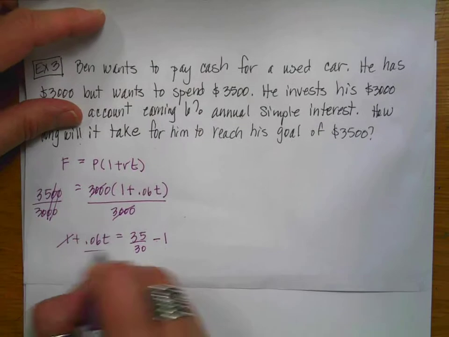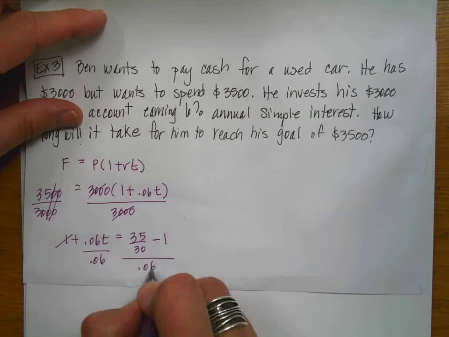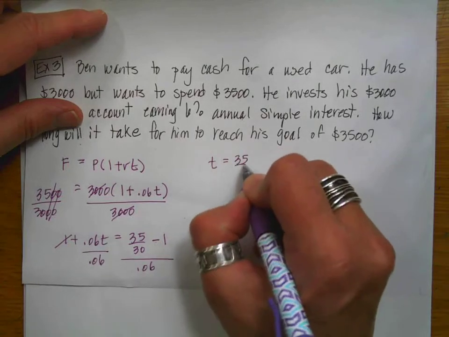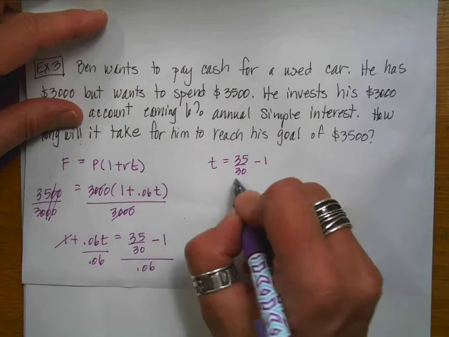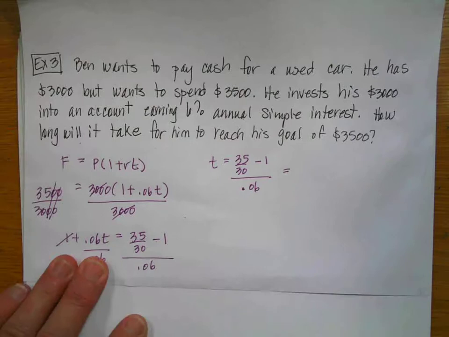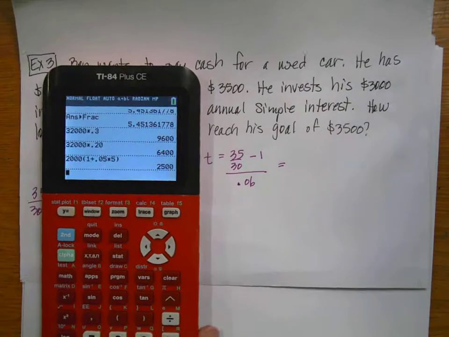So now I'm going to manage the 0.06. So I'm going to divide both sides of the equation by 0.06. So I'm going to get time is equal to 35 over 30 minus 1, and then I'm going to divide that number by 0.06.